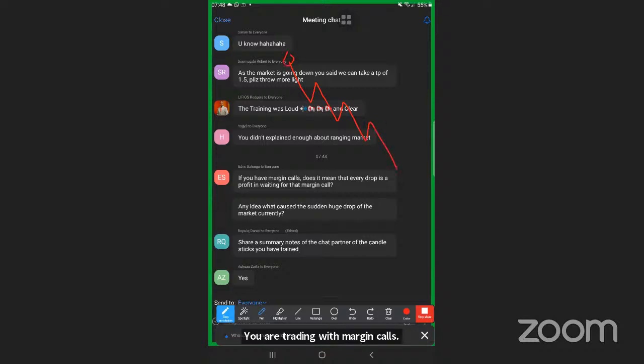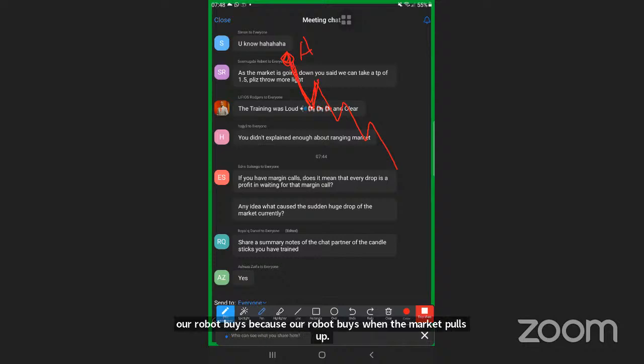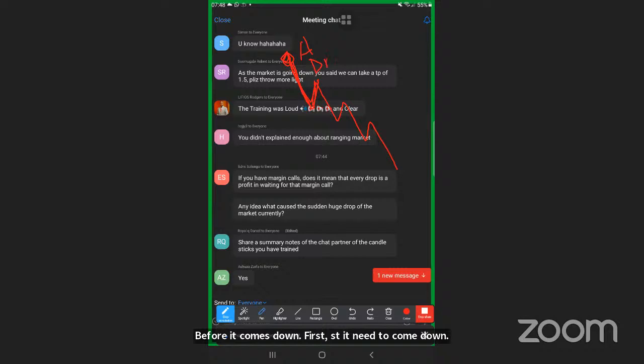your robot has entered here probably, which is point A. The market comes down to this level, okay, your margin call has been achieved. Then when the market goes up here, our robot buys, because our robot buys when the market pulls up before it comes down. First, it needs to come down with our drop. When it rises a little bit up is when it buys.